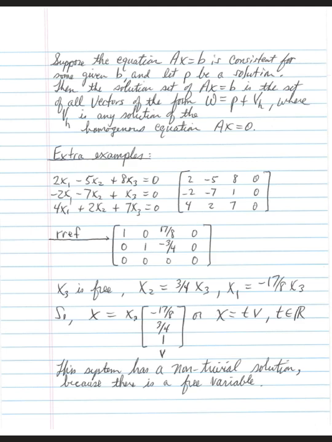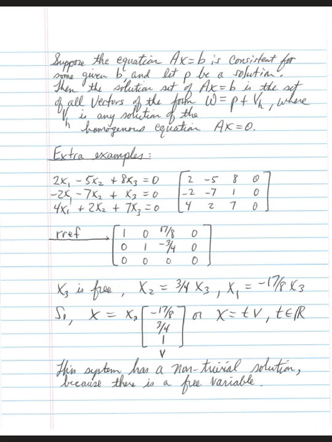Well, if we put all that in order, vector x, x3 was the only free variable, and so x we can write from top to bottom as x1, x2, x3. x1 was negative 17/8 x3. x2 is 3/4 x3. And x3 was free, so we would just leave x3 alone. This system has a non-trivial solution because there is a free variable.